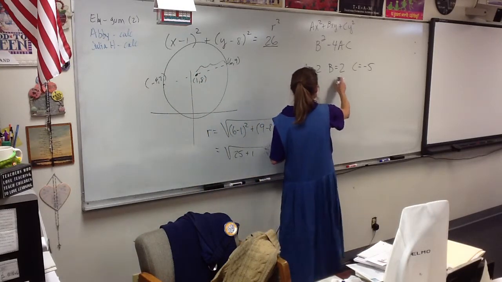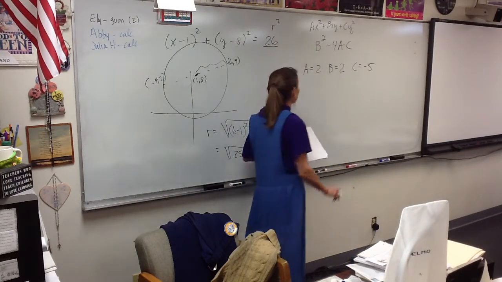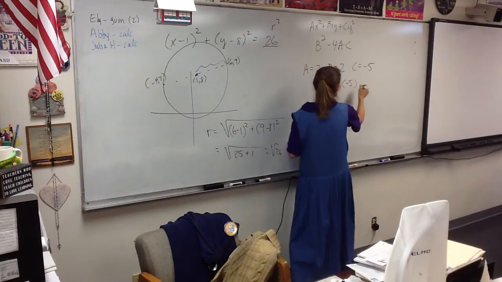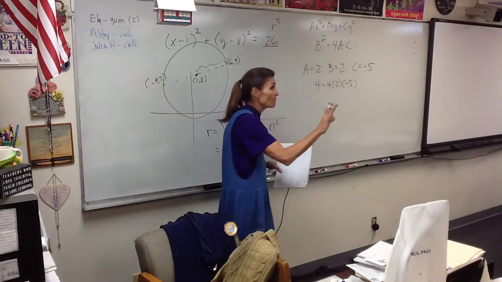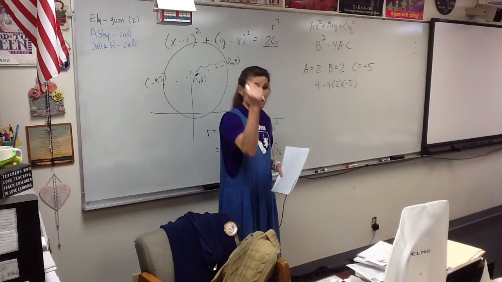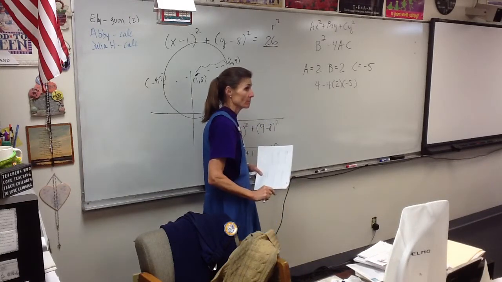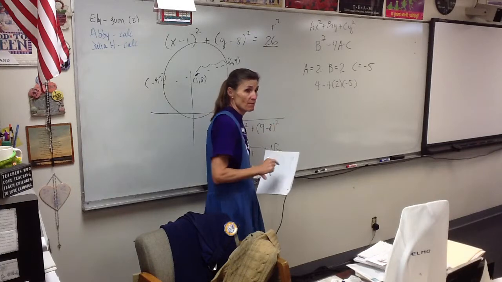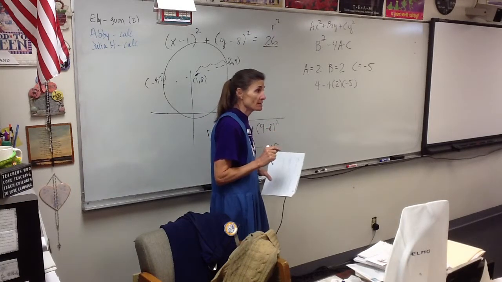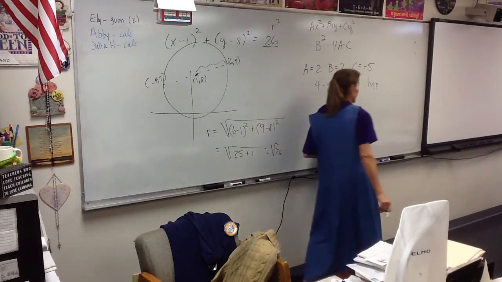So A is 2, B is 2, C is -5. Everybody see that? So b squared minus 4 times A times C. The actual number isn't what is important. What's important is positive, negative, or 0. So what is going to happen there? It's going to be a positive number, isn't it? Yeah. And what does it mean to have a positive discriminant? It's a hyperbola. So that first one is a hyperbola.